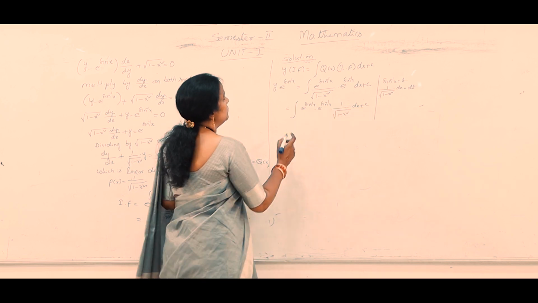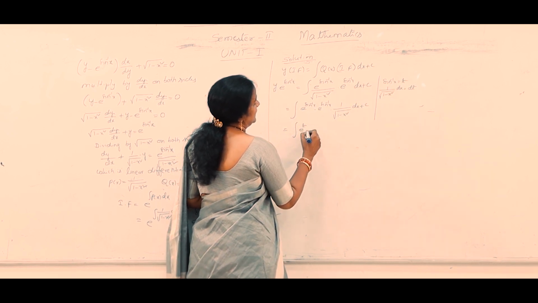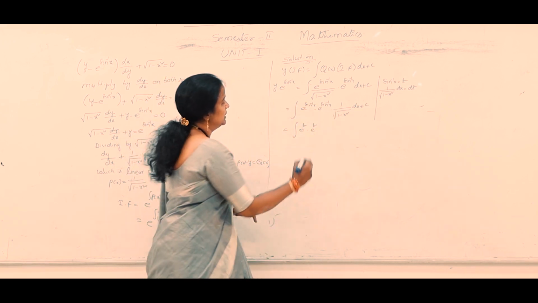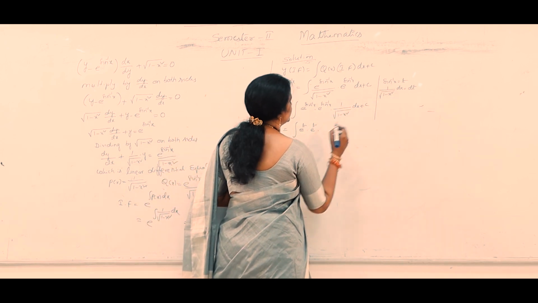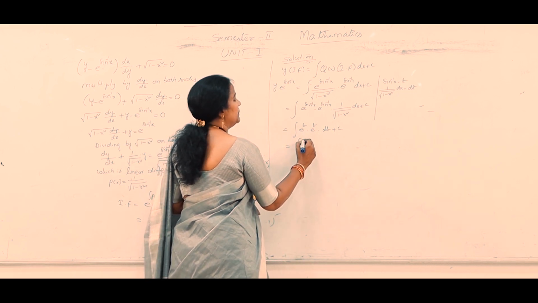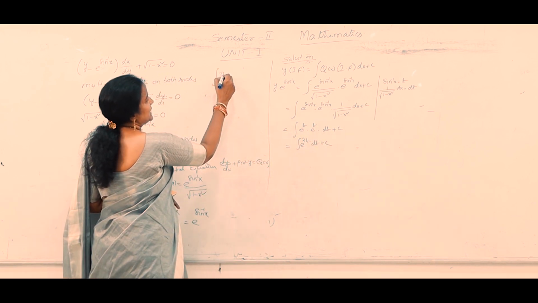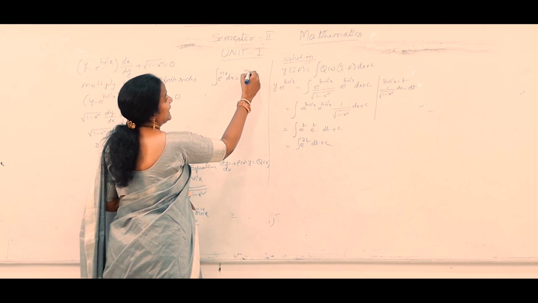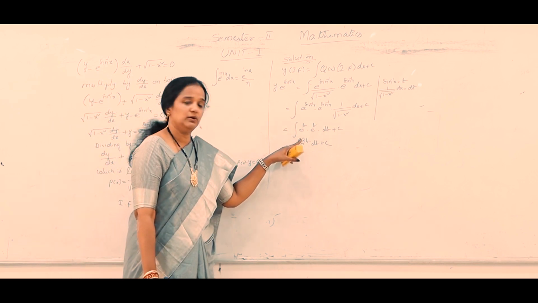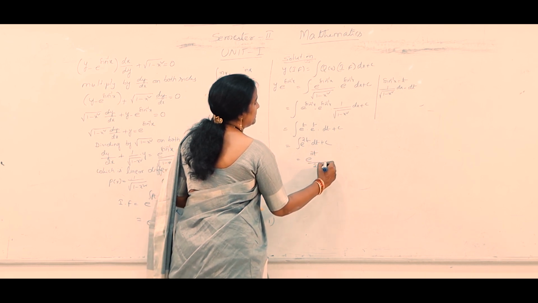But what is the sine inverse x value? t. So e power t into e power t, this value will be dt, dt plus c. What is e power t into e power t? e power 2t into dt. Now the formula for integral of e power nx dx is e power nx by n. So here what is the n value? 2. So this is clearly e power 2t by 2 plus c.